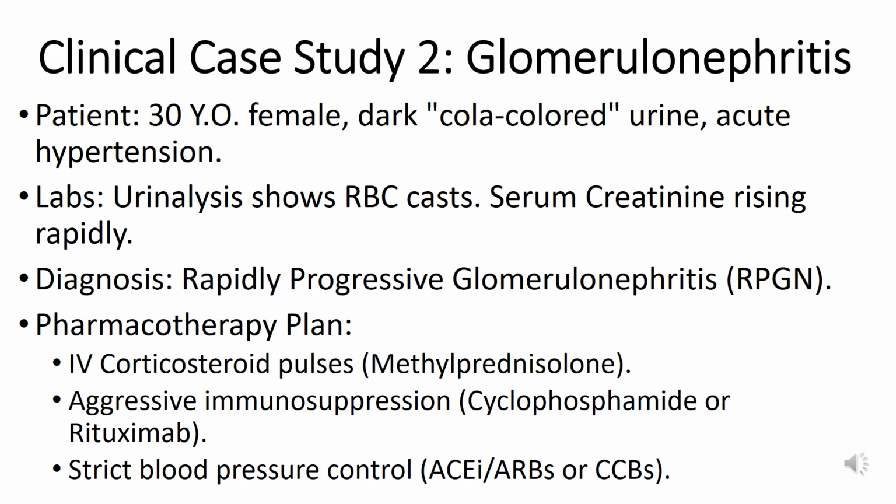Another critical treatment goal is blood pressure control. Hypertension accelerates kidney damage. Elevated pressure places additional stress on already injured glomeruli. Careful blood pressure management helps protect remaining kidney function. Angiotensin-converting enzyme inhibitors or angiotensin II receptor blockers are frequently used when appropriate. These agents provide both antihypertensive and renoprotective benefits.